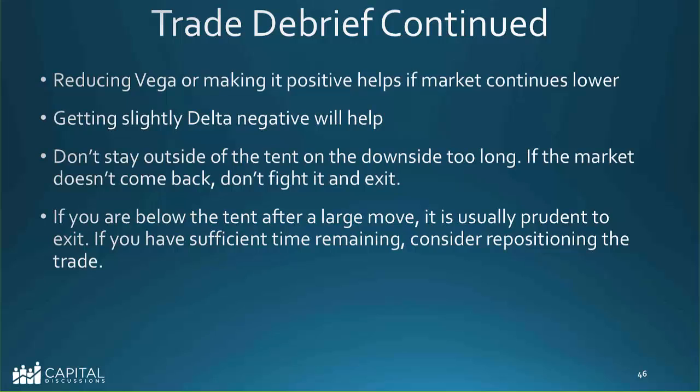So we want to reduce the vega or make it positive if the market continues lower, and the debit spreads do that. Put credits or long puts do that as well, and getting slightly negative delta will also help. And again, you don't want to stay outside of the tent on the downside too long. So if the market is moving slowly and more controlled, maybe you have a few days of plus 10, minus 20, plus 10, and you kind of drift outside the tent, then you might want to give it a few days to see if it's going to rebound and come back.